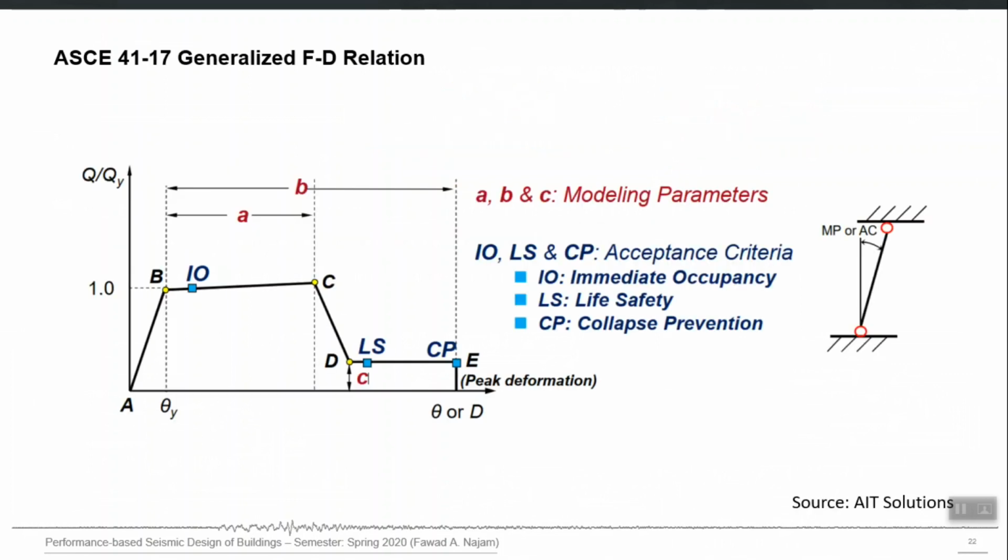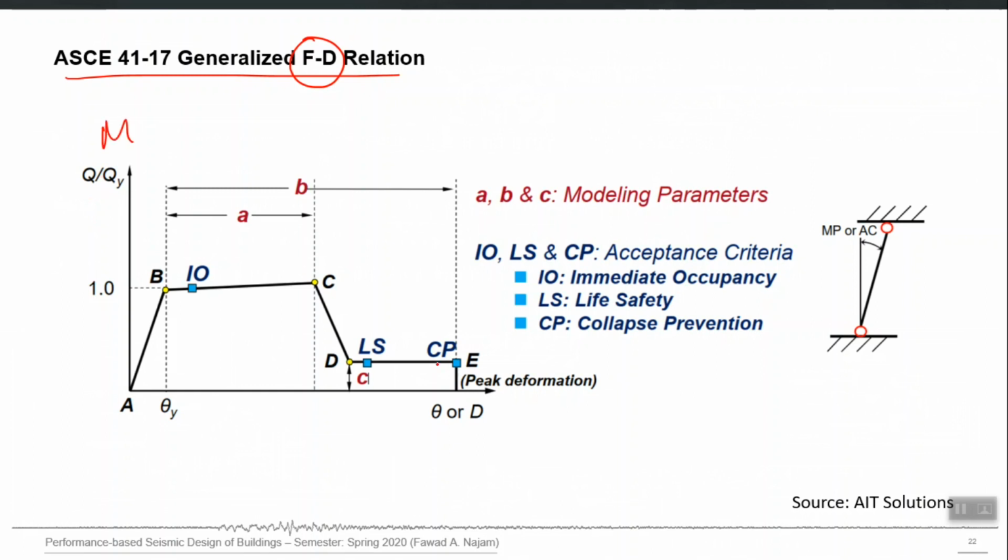So for beams I will show you that table, but the general procedure for ASCE 41 is, for each type of element, first it defines a generalized force deformation relationship, an action versus deformation relationship. So on the y axis you have the action that is normalized by the yield capacity corresponding to that action.